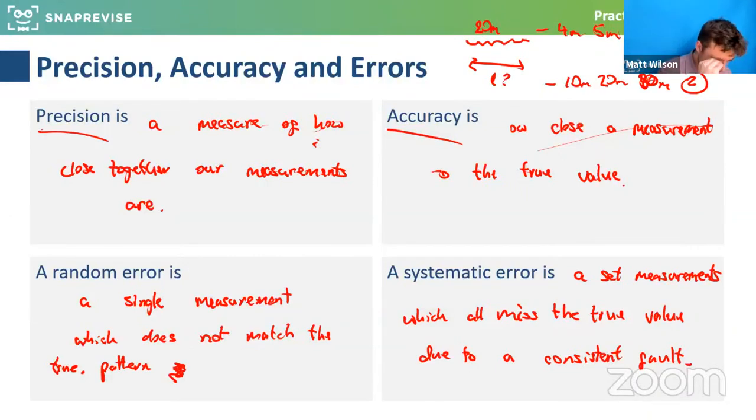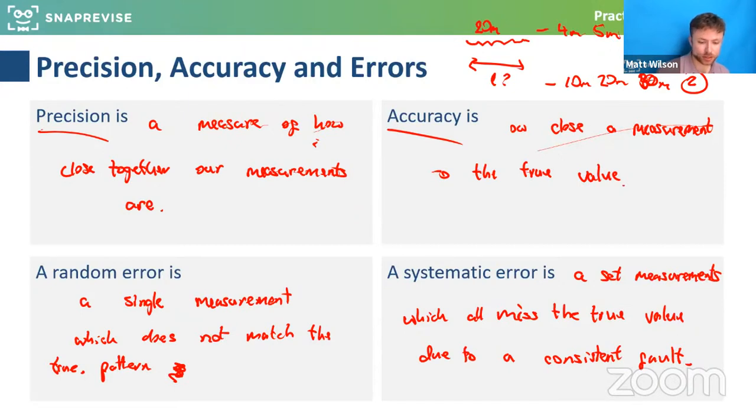Yeah, so often it's caused by some kind of faulty instrument. So here's kind of a funny, almost a silly example. Imagine I had a ruler, but the ruler didn't start at zero. On one end, it started at 3 centimeters rather than 0. Then all the measurements I would get would be wrong by an additional 3 centimeters. And that would be a systematic error.